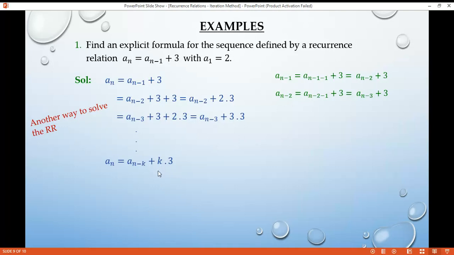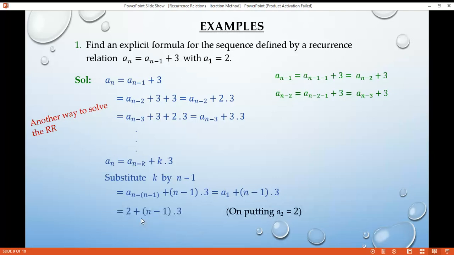Now we find the nth term. So we substitute k by n minus 1. Why do we substitute k by n minus 1? Because when we put k equal to n minus 1, we will get a1, and we know the value of a1. So when we put k as n minus 1, it becomes a1 plus n minus 1 multiplied by 3, and we know the value of a1, that is 2. So 2 plus n minus 1 into 3. So now our nth term is 3n minus 1.